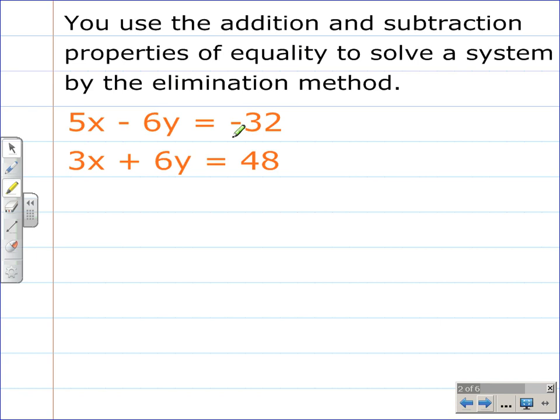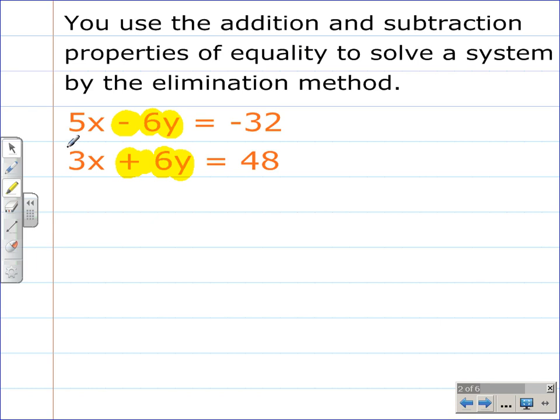There's an x term, a y term, and a constant term. And as I said just a moment ago, the goal is to try to eliminate one of the terms, either the x terms or the y terms. To do that, you have to have either the x term or the y term have the same coefficient. In this example, the y terms each have a coefficient of 6. You also want to notice their signs. They are opposite signs, and when they are opposite signs, we're going to use the addition property of equality, which means we're going to add the two equations together.